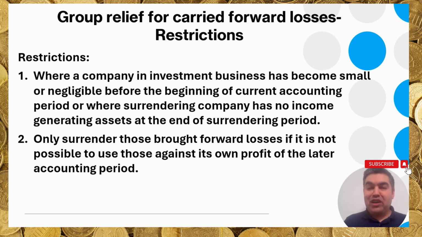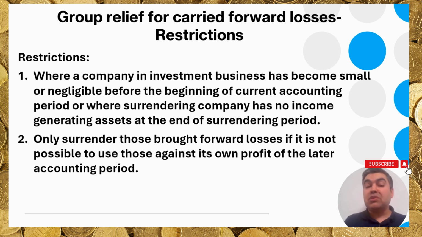Now, group relief for carry forward losses restriction. When there is good news or some relief for the group, it always comes with some restrictions as well. The restrictions are as follows. Number one: where a company in investment business has become small or negligible before the beginning of the current accounting period, or where the surrendering company has no income generating asset at the end of the surrendering period, it means the brought forward losses on or after April 2017 cannot be surrendered.